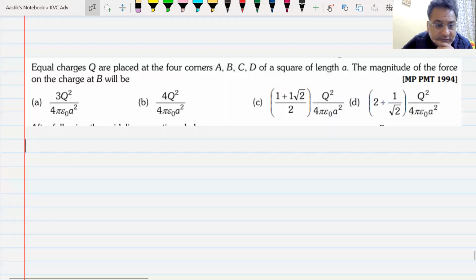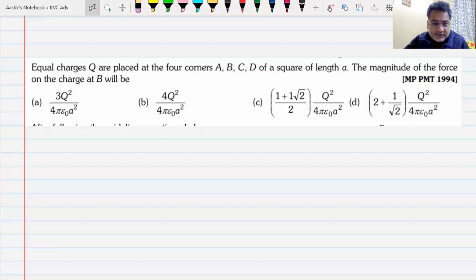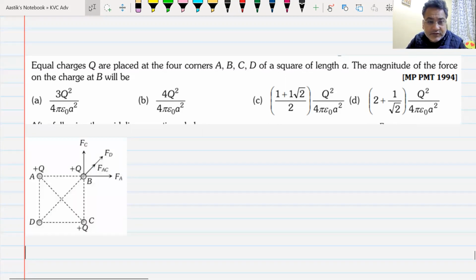This is the next question. Equal charges Q are placed at four corners A, B, C, D of a square of length A. The magnitude of force on the charge at B. It's a very important question, comes in exam many times. Option C, sir, is the correct answer, sir. How are we supposed to do it, sir? I'll take the help of this diagram so that I can do the question quickly.